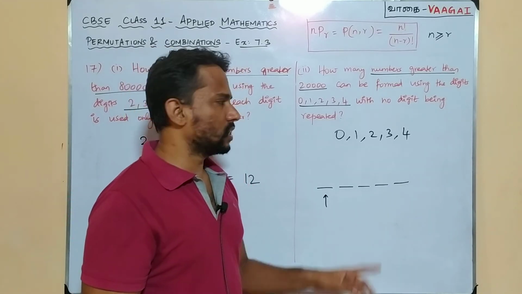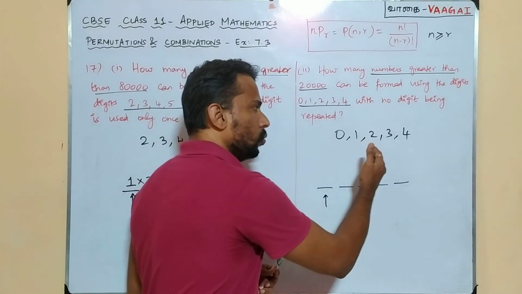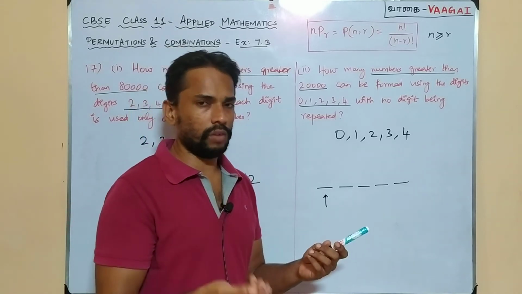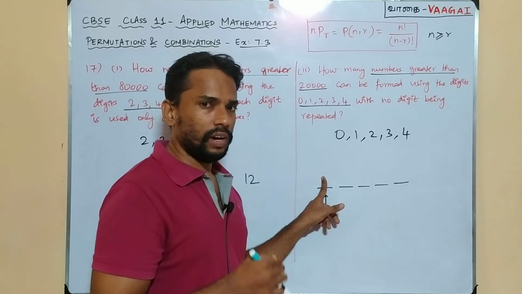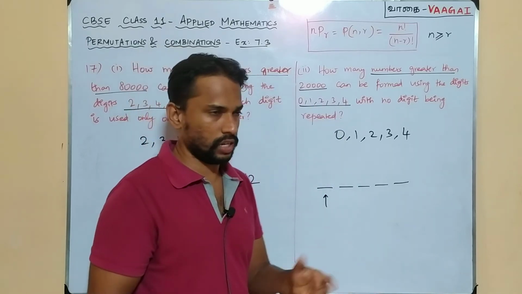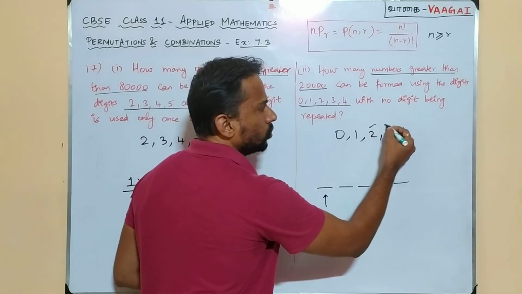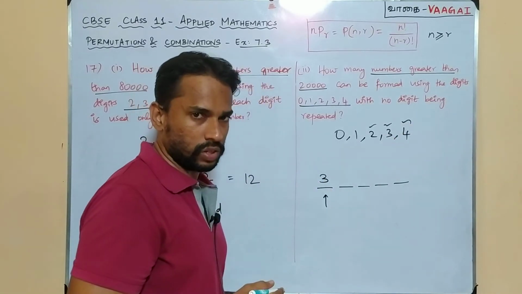But what about the other digits? We can either have 2 here or 3 or 4. Any of these 2, 3 or 4 can come here. Why? Because if you place 2 or 3 or 4, then definitely the number formed will be greater than 20,000. That is the reason. So this digit can be filled with any one of 2, 3 or 4, which means we have 3 ways to fill this first digit.